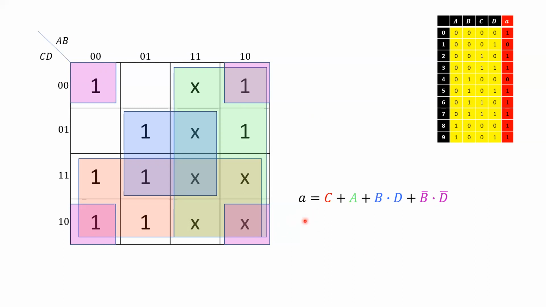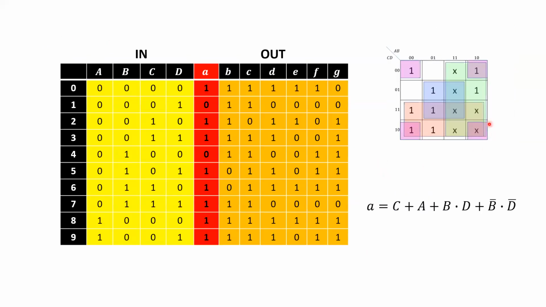And that's it. That's actually our final expression for A. And that's, I think, much better than what we were doing previously, where we were going row by row. So this is our KMap here. This is the expression we just derived. And this is the original truth table.